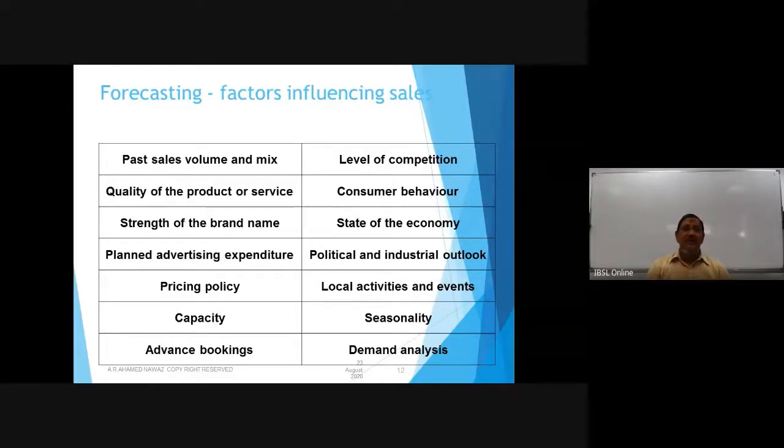The strength of the brand name. This is another marketing strategy used by business people. They try to build up a brand name. Right? When the brand name is very strong, sometimes consumers tend to pay a high value for the brand name.